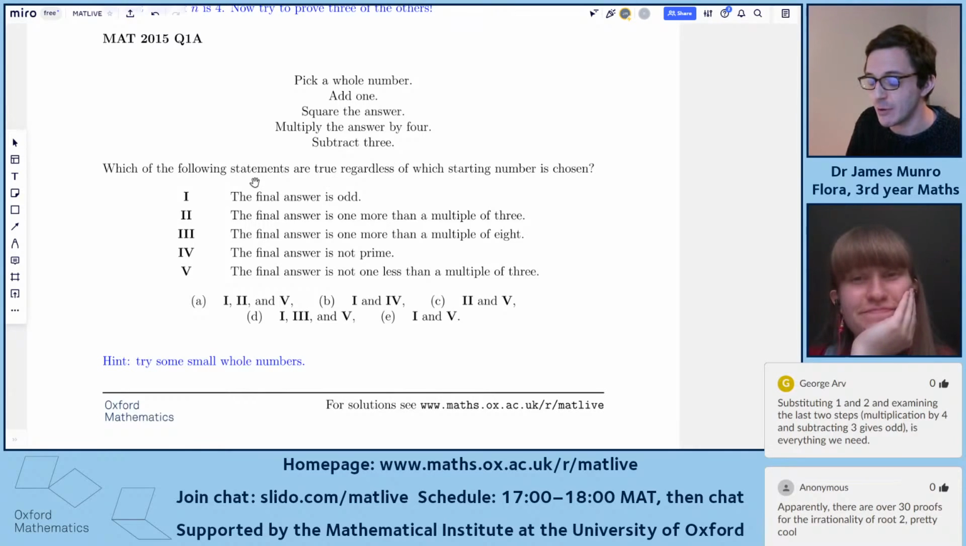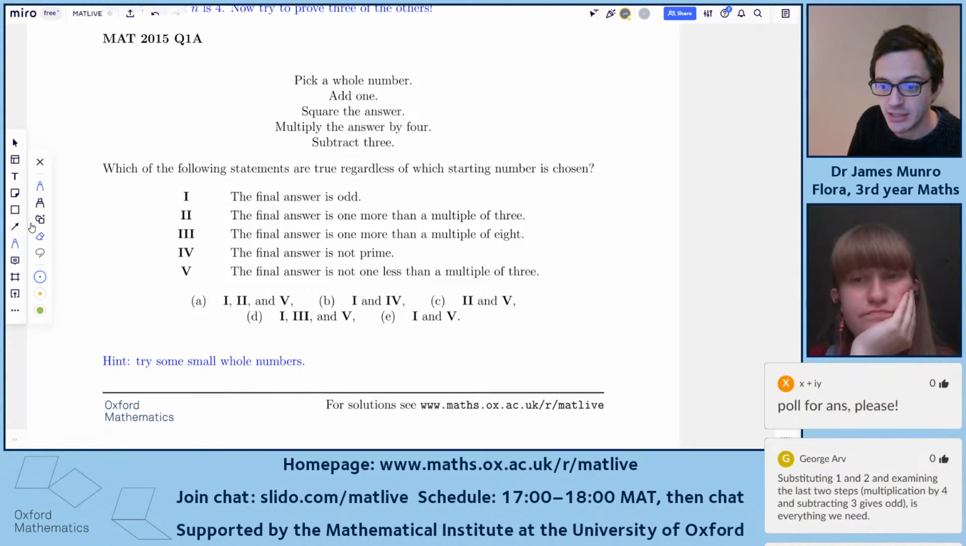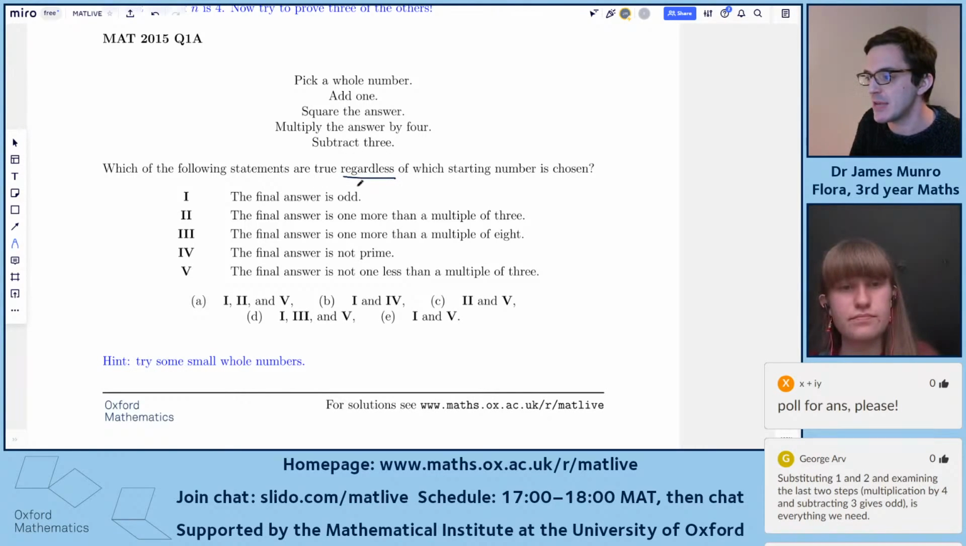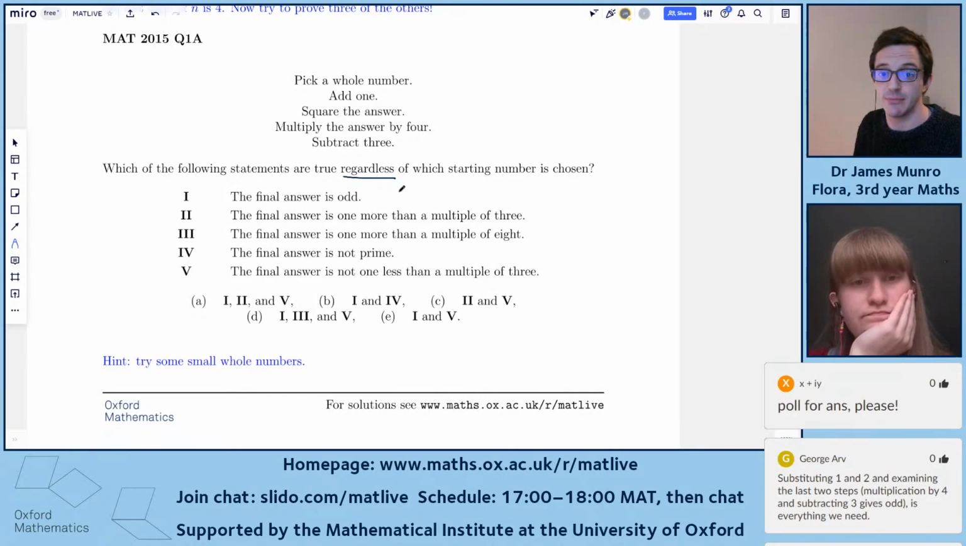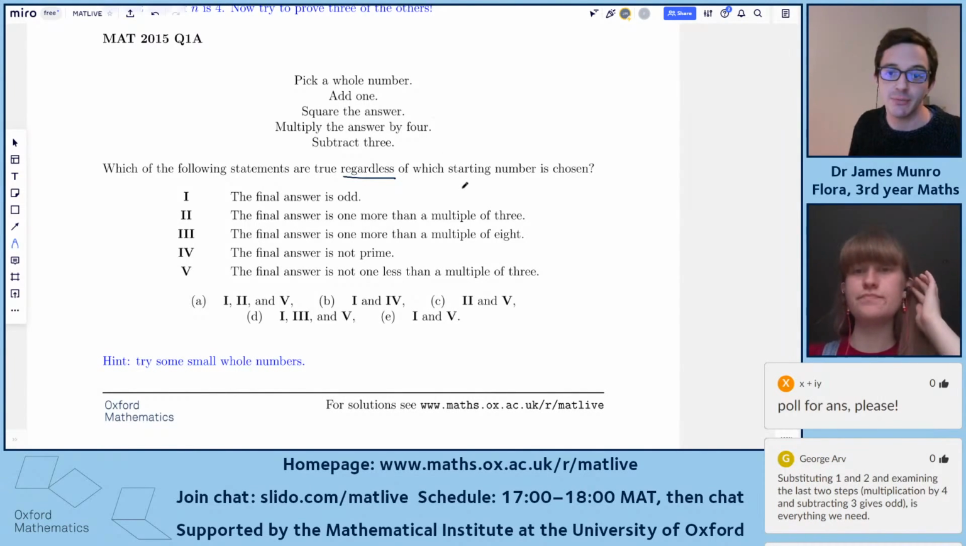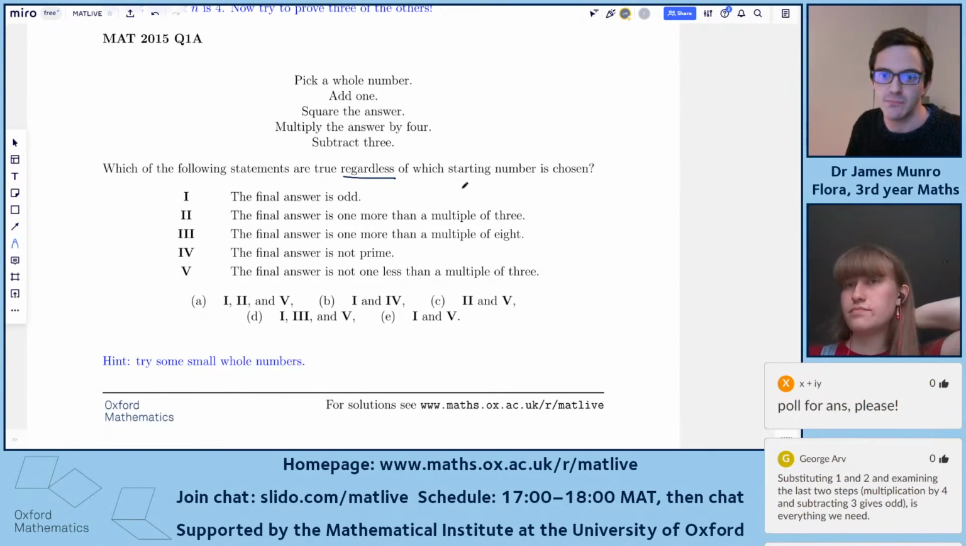Here's what we're asked. We're presented with 5 statements. They're given Roman numerals, and we're asked which ones of these statements are true, regardless of which starting number is chosen. Regardless here means that no matter which starting whole number you choose, some of these facts will always be true about the output.